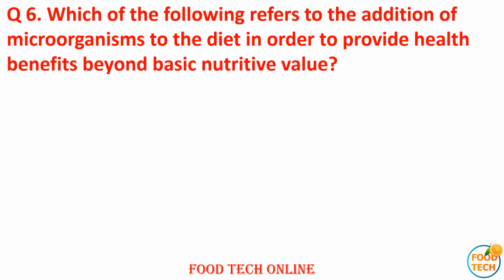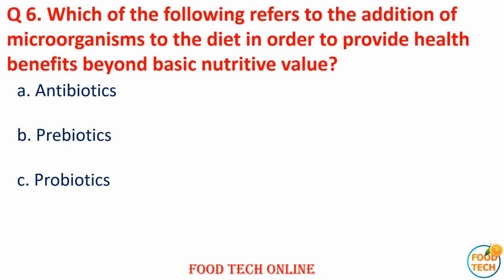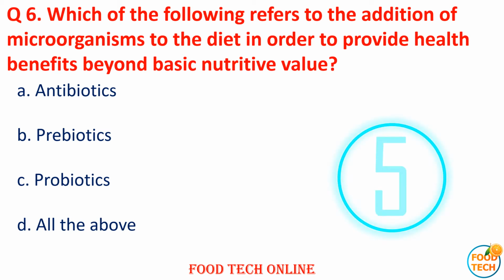Question 6. Which of the following refers to the addition of microorganisms to the diet in order to provide a health benefit beyond the basis of nutritive value? A. Antibiotic. B. Prebiotic. C. Probiotic. D. All of the above. Answer C. Probiotic.